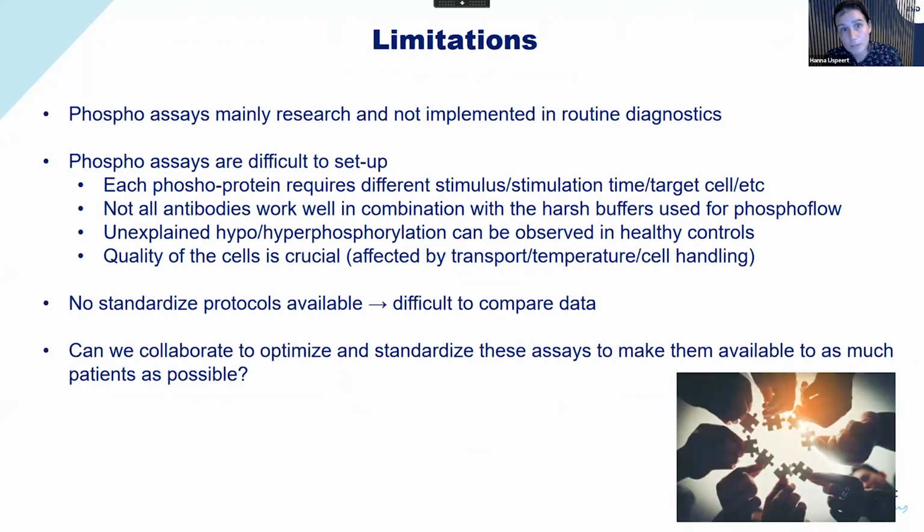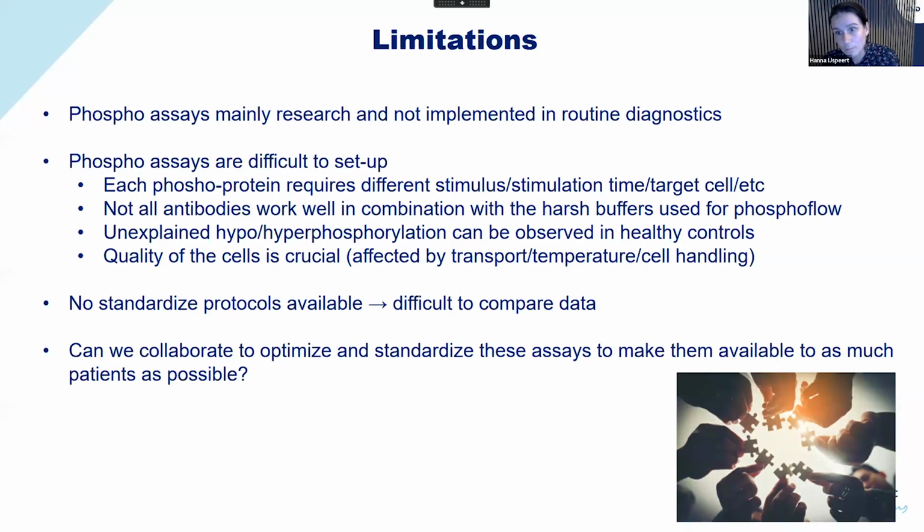I think at this moment, phospho-assays are mainly performed in research and not so much implemented in routine diagnostics. And that's because phospho-assays are quite difficult to set up. So each phosphoprotein requires different stimulation times and target cells in which you have to look. And also not all antibodies work well in combination with the harsh buffer you use to stain for these phosphoproteins. Sometimes you see unexplained hypo or hyperphosphorylation, for example, also in healthy controls. And because it's a functional assay, the quality of the cells is crucial. I think also the previous speaker nicely mentioned it, that cells can be affected by transport, temperature, also cell handling.